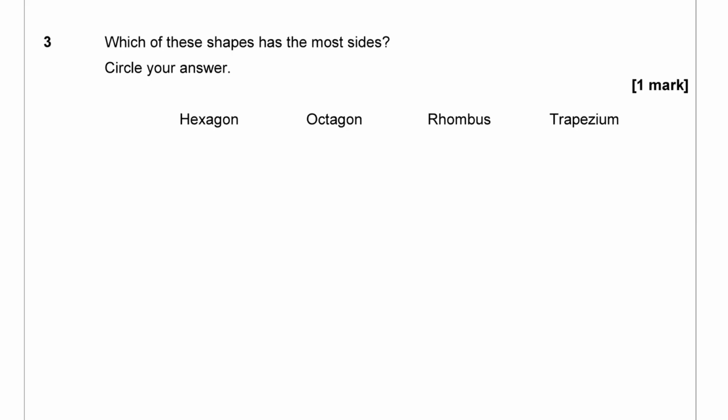Question 3. Which of these shapes has the most sides? A hexagon, an octagon, a rhombus, or a trapezium? Okay, so a hexagon has got 6 sides. Anything beginning with hex means 6. Anything beginning with oct means 8. Octopus, octagon, 8 sides. Now a rhombus is a type of quadrilateral, isn't it? So it's a diamond-shaped quadrilateral, so that has got 4 sides. And similarly, a trapezium is a quadrilateral. That's also got 4. So the shape with the most sides is the octagon with 8.